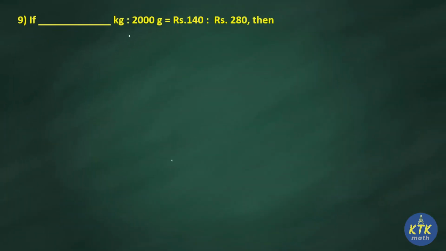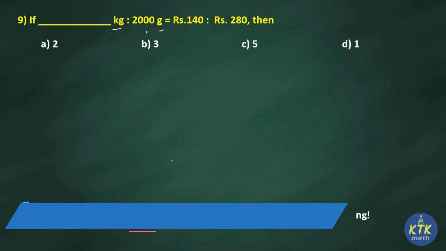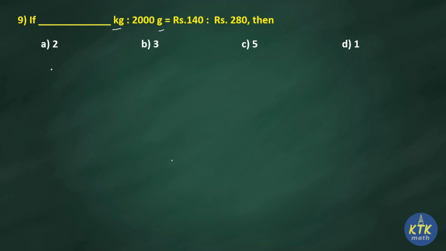If dash kg is to 2000 gram equal to 140 is to 280, then, so here we are comparing the units of weight with the amount. Clear? 2, 3, 4, 1 is your options. So it's a simple one. I can write it as X here, but here they give kg, here they give 2000 gram. So I am going to write this in terms of X is to 2, because together I will write this as kg. 2000 gram is nothing but what? 2 is equal to 140 is to 280.